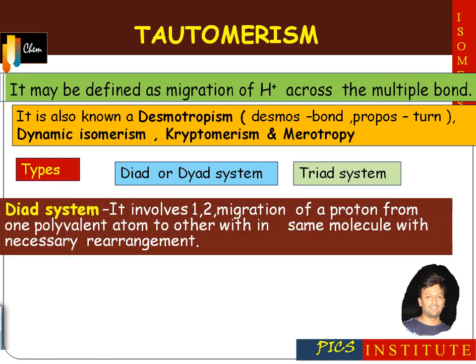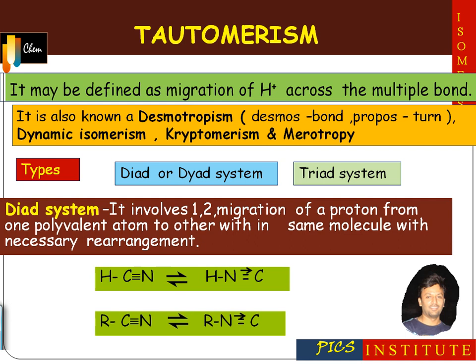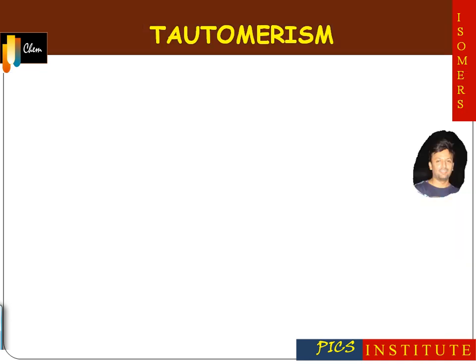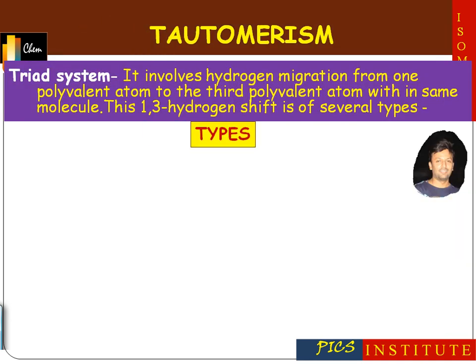First of all, the dyad system. It involves 1-2 migration of proton or hydrogen from one polyvalent atom to another polyvalent atom across multiple bonds. So we can say this involves 1-2 migration of hydrogen. Hydrogen shifts from one atom to the second atom. Now the next and important type of tautomerism is the triad system. It involves 1-3 migration of hydrogen.